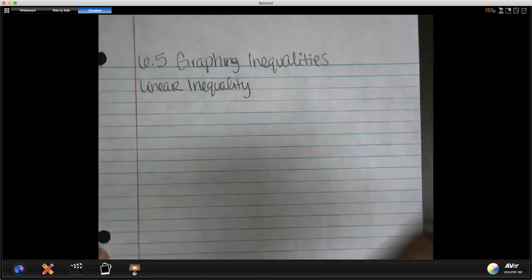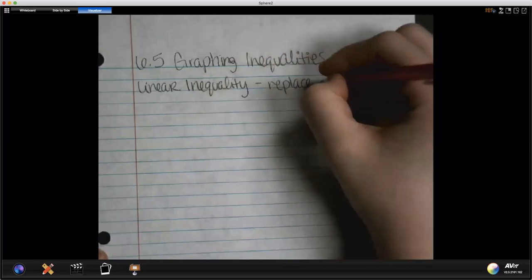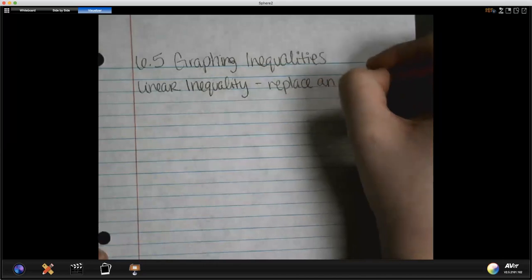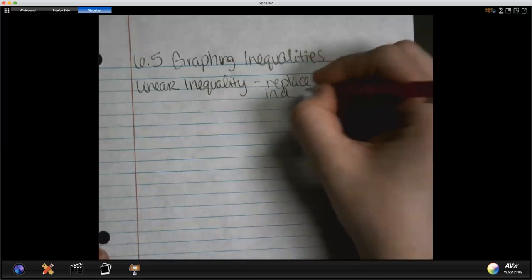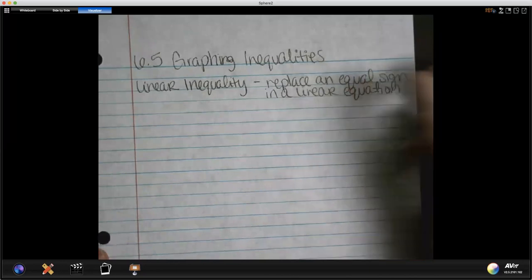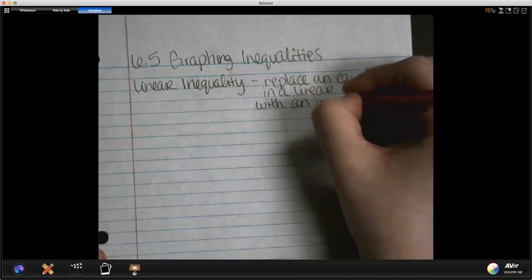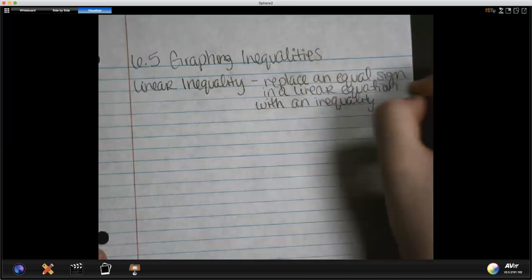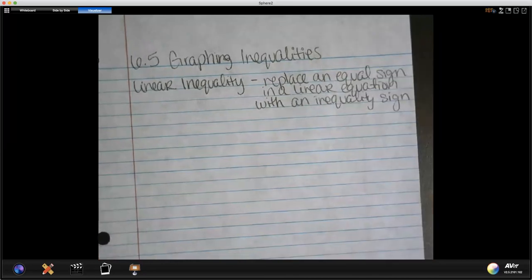So a linear inequality will replace an equal sign in a linear equation with an inequality sign. Okay, so the only difference between a linear equation and a linear inequality is that it replaces that equal sign and gives it an inequality sign.